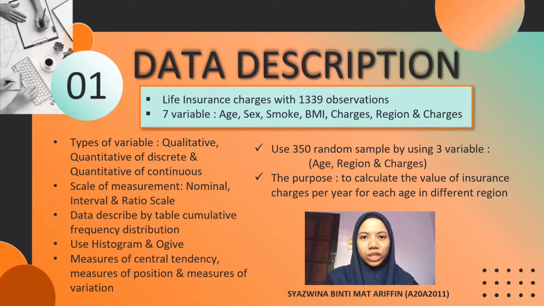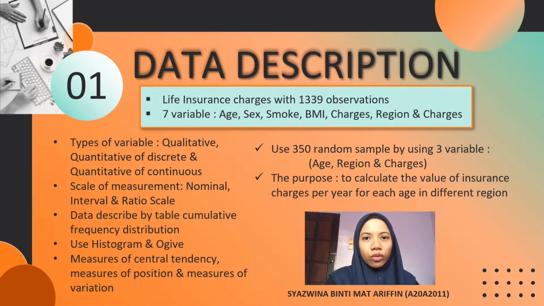From our discussion, we decide to choose set C for our assignment. The data set is about life insurance charges with 1,339 observations, and it has 7 variables: age, sex, smoker, children, BMI, region, and charges. From this, we know that the data source is secondary data that is already given by our lecturers.